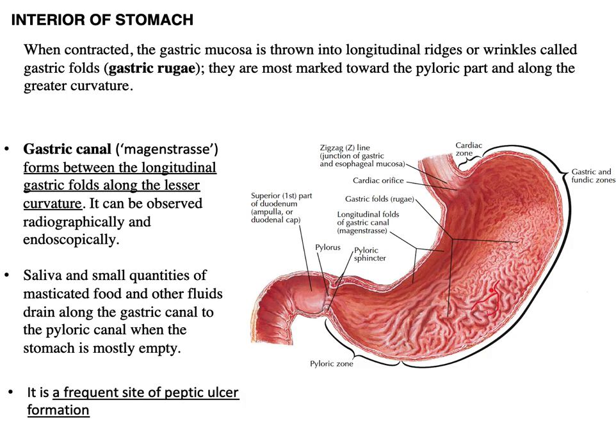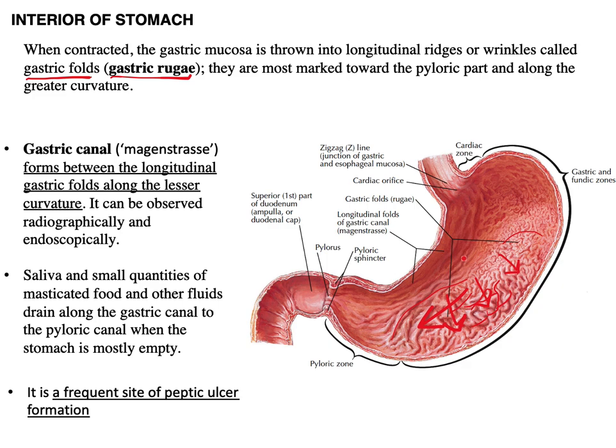Look at these ridges. We call them wrinkles, and most probably we call them gastric folds or gastric rugae. They are mostly obvious when you go close to the side of the greater curvature and toward the pyloric part. So they are prominent here and less prominent in the fundus and close to the lesser curvature.